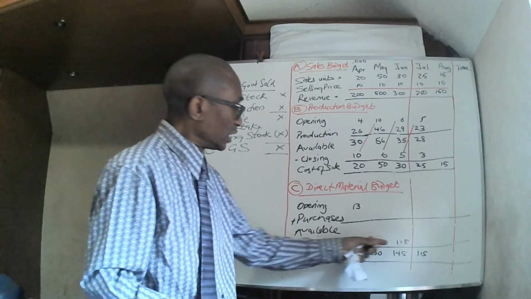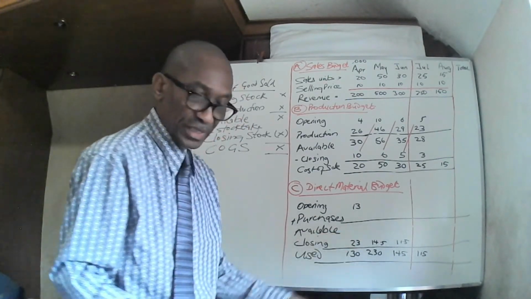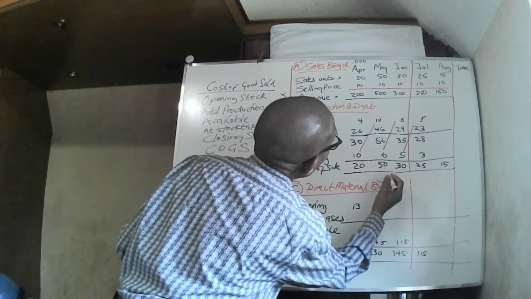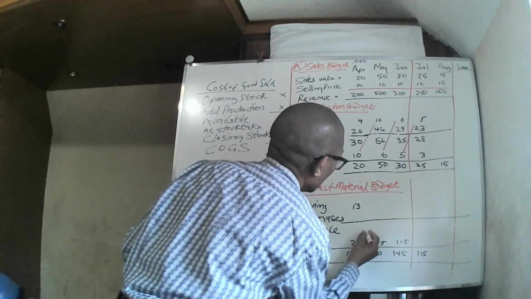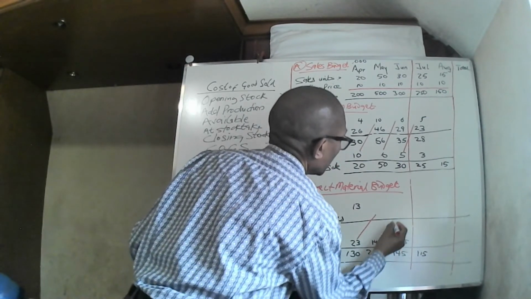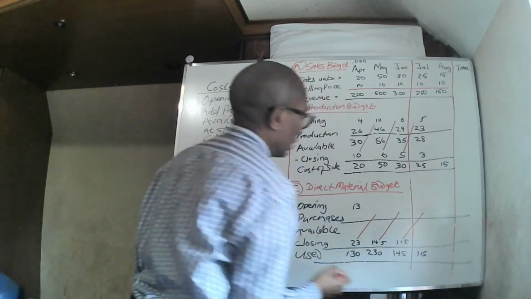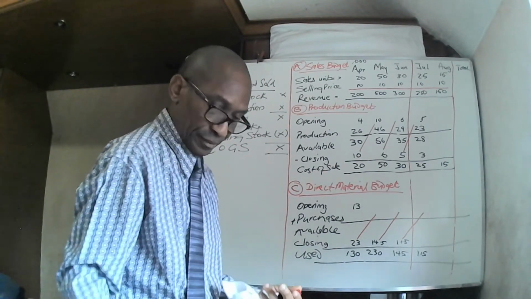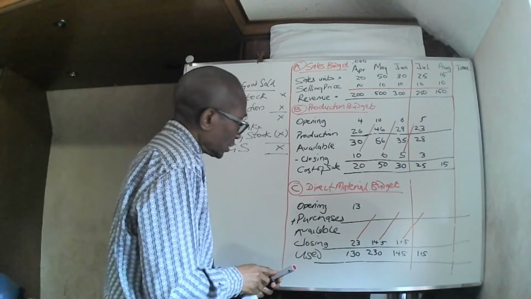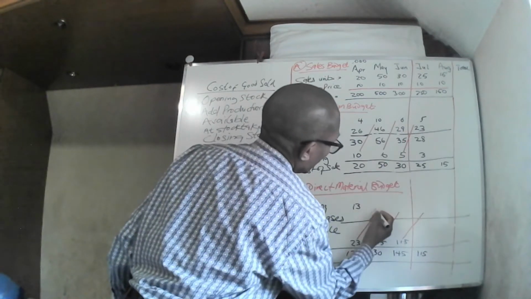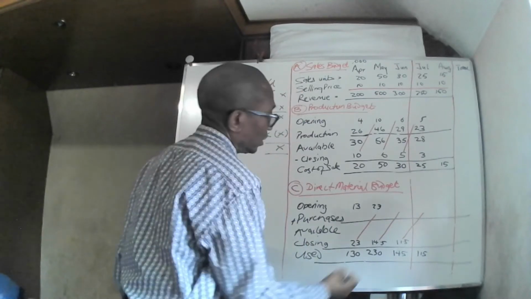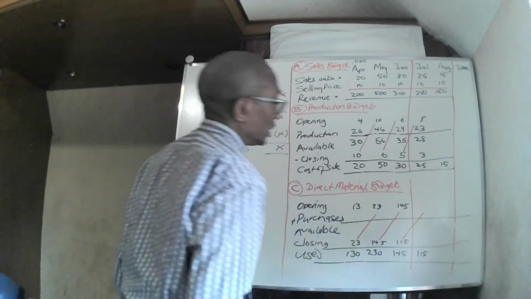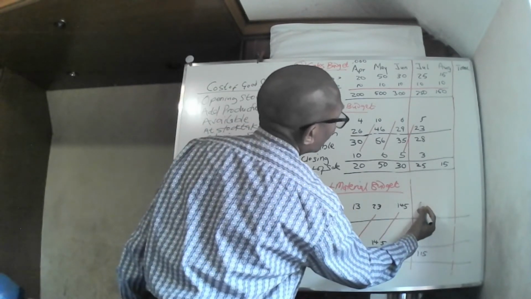Now that I know all these figures, the rest will be easy, because I know that my closing here will be my opening there. Let's see if I can use a straight hand without a ruler. Okay, and this will come here, and this will come here. So let's see if it goes well. So 23 will come under May, 23, and 14.5 will come under June, 14.5, and the 1.5 will come under July.